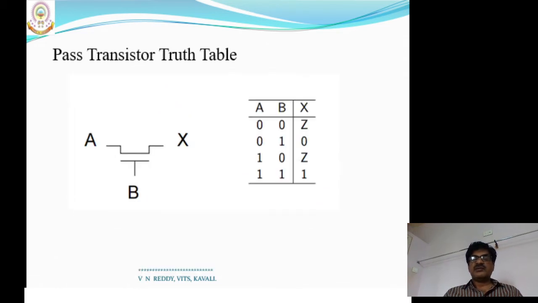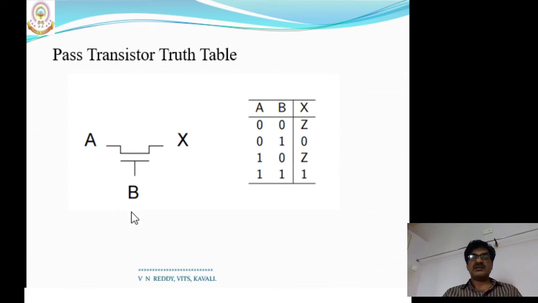This particular table is the truth table for the pass transistor. Suppose A and B are the inputs and X is the output. Two input variables means 4 possibilities: 0 0, 0 1, 1 0, 1 1. Out of these two inputs, B acts as the gate input. In this example, we are assuming B is the gate input.